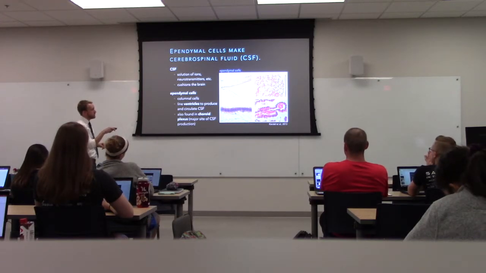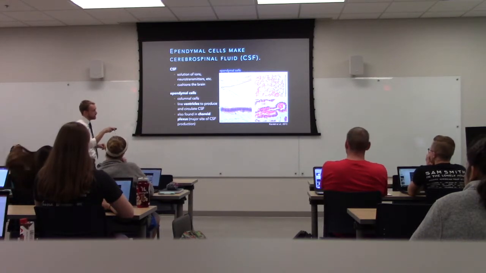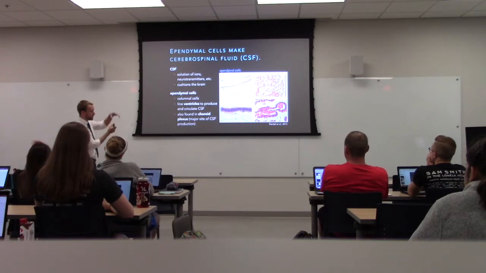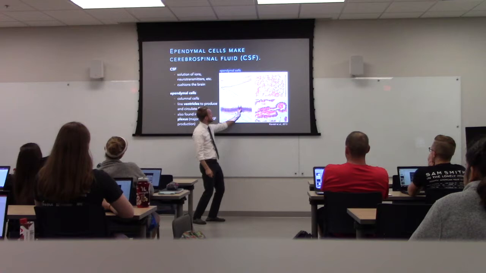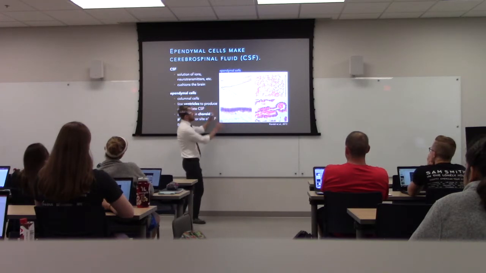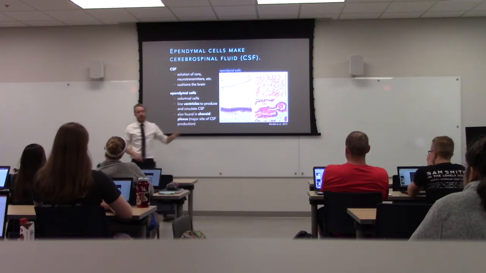Here's the ventricle. This should be filled with fluid, and then here we can actually see parenchyma. So this is cortical tissue here. And lining that, if we zoom in, here's the ventricle, and here's your ependymal cells lining that. They have these little projections that are going to float and keep the CSF moving. And they're going to create CSF.